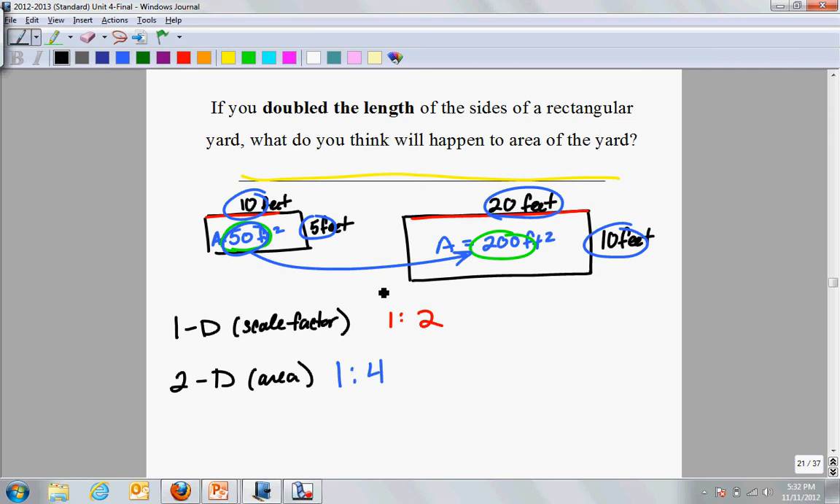Our ratio in the first dimension is 1 to 2. When you go to the second dimension, the exponents change to 2 as well. So technically, it's 1 squared and 2 squared, which is a 1 to 4 ratio. So when you change dimensions, you change the exponents of your ratios.